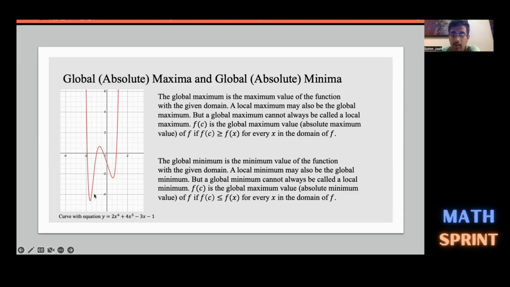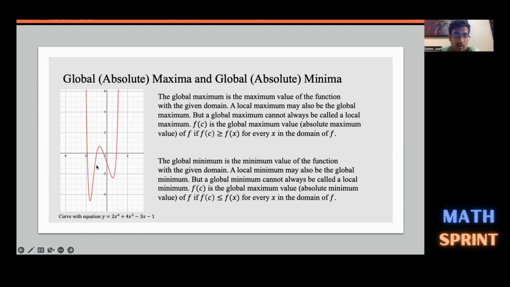This is a point of local minimum because f dash of x is equal to 0 at this point over here. But at the same time, it is also a point of global minimum because if you look at it carefully, you can figure out that this point over here is actually the smallest value that the function f can have. So therefore, it's not just a point of local minimum, but also a point of global or absolute minimum.